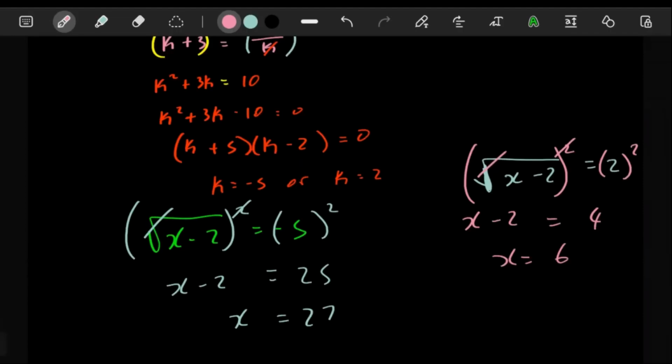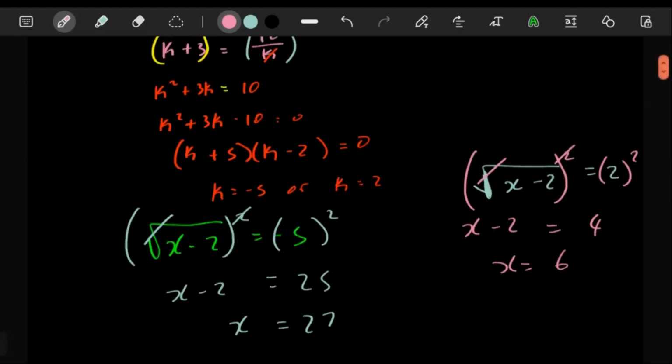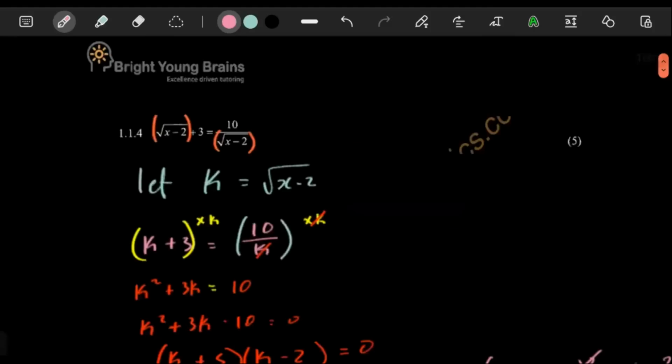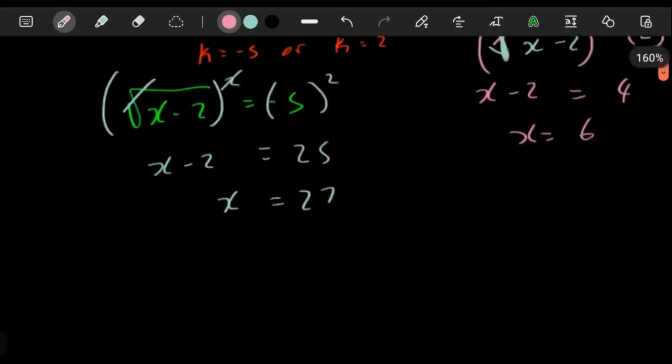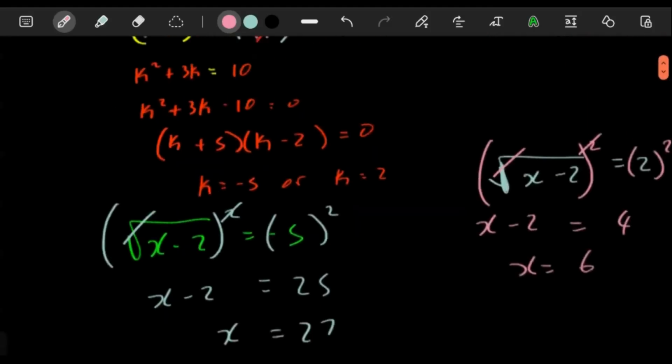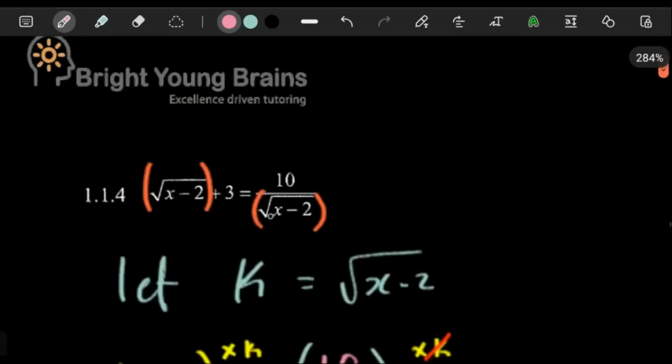The only thing is, in situations like these, you want to test out your answers, because normally when you have stuff that are under square roots like this, not both answers work. So let's test out the 27. 27, you would have 27 minus 2, which is 25. Square root of 25 is 5. 10 over 5 is 2.